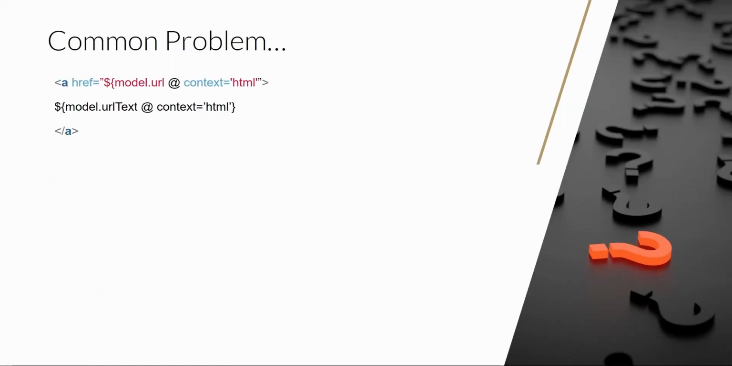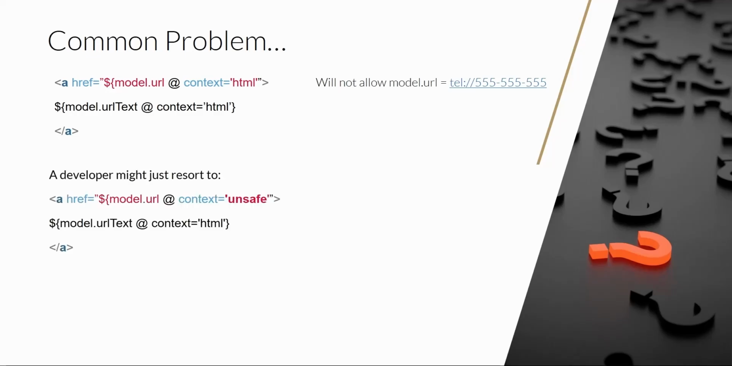So let's look at a common problem in AEM implementations. The default anti-SAMI library interferes with telephone or tel hrefs and links. For instance, this code will not allow model URL equals tel and then a phone number to be output correctly to the page. A developer might just resort to including context equals unsafe, or worse, replace the anchor tag with an open RTE.